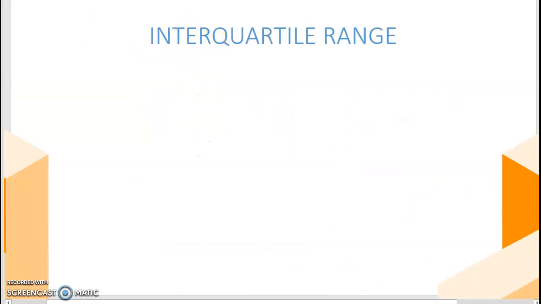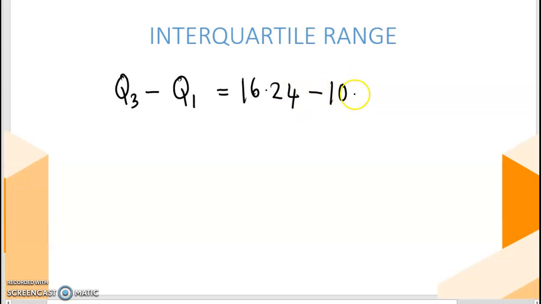Interquartile range is Q3 minus Q1. So our Q3 is 16.24 minus 10.98. So the interquartile range is 5.26. So that's all.